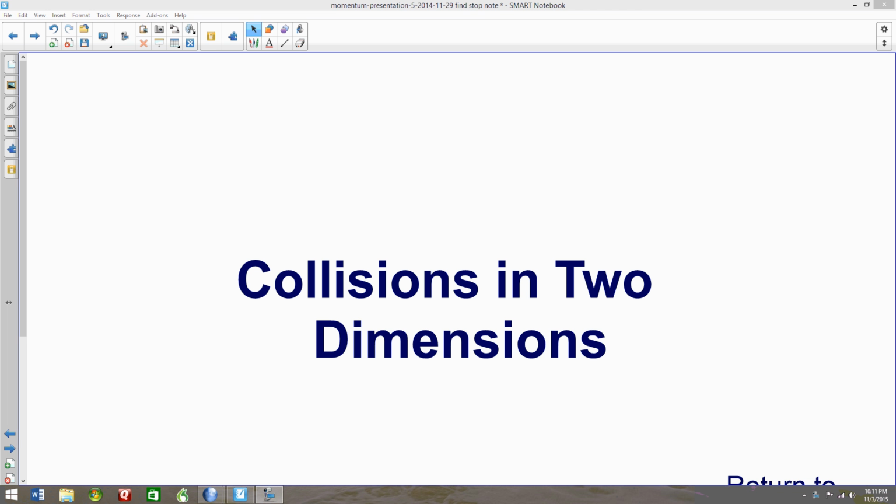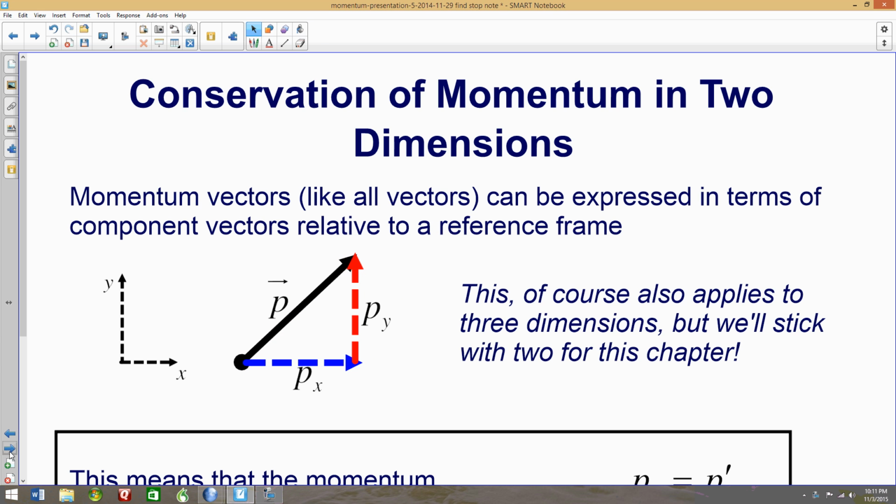This lecture was on collisions in two dimensions. When we talk about conservation of momentum, momentum being a vector quantity means that when we add all of the momenta to start with, it has to equal the sum of the momenta after the collision.